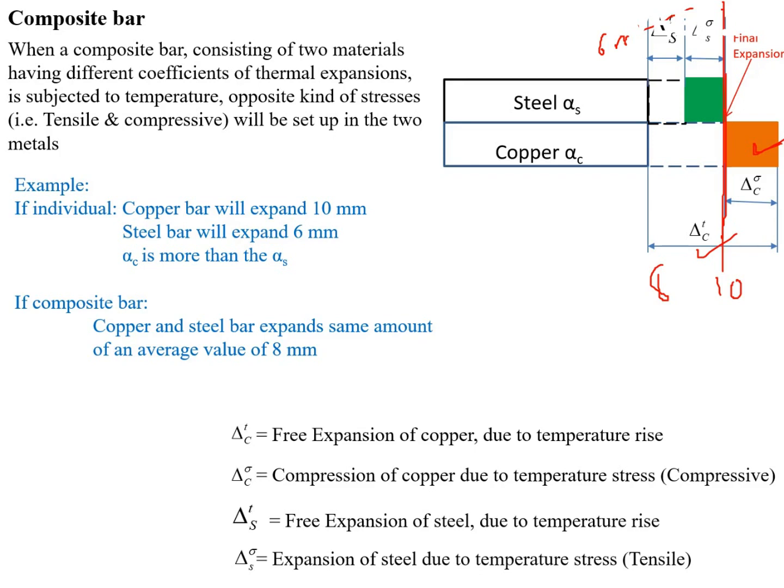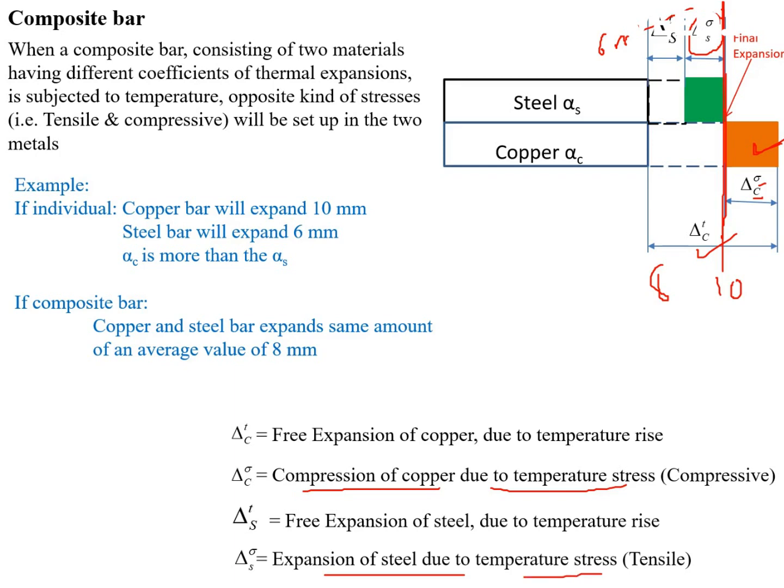That is, here we are considering delta C sigma. Delta C sigma means the compression of the copper due to the temperature stresses, from the free expansion. Similarly, steel is expanding up to 6 mm, but as a composite material it is expanding up to 8 mm. So this is delta S sigma. Delta S sigma means the expansion of the steel due to the temperature stresses.